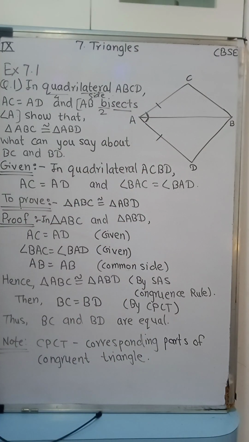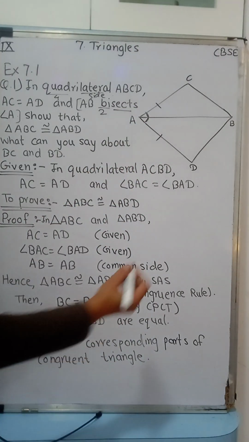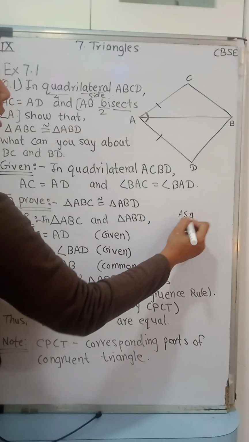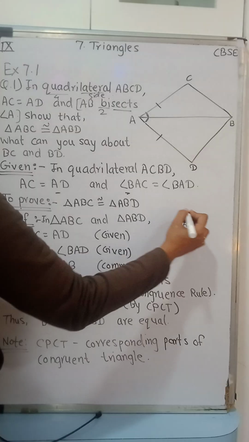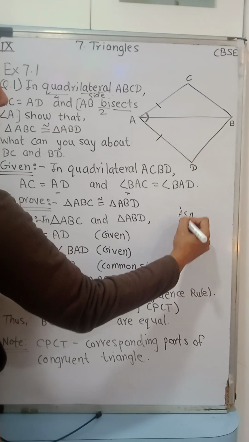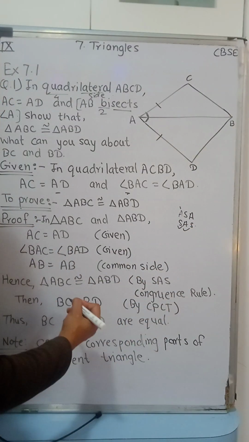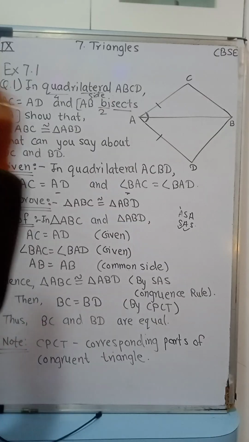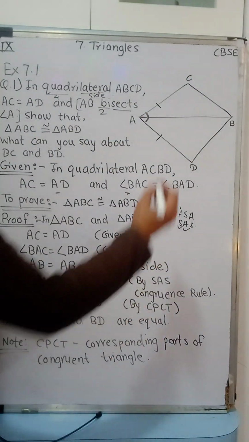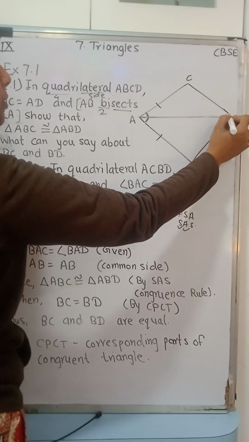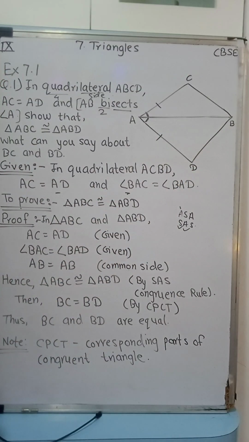Now we want to use either the ASA rule or the SAS rule. Out of this, we have one side and one angle. If you observe these two triangles, we want to show they are equal. This is the common side among the two triangles. Is it common? Yes.